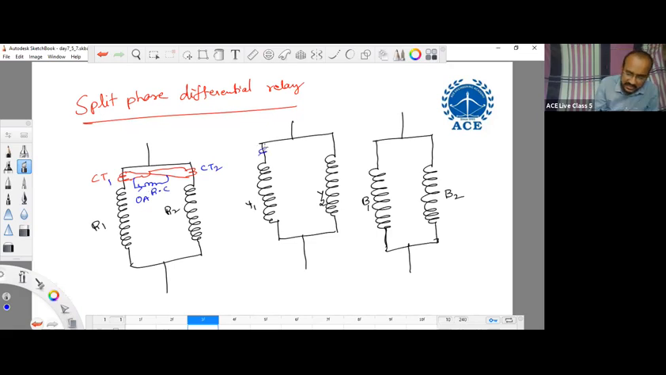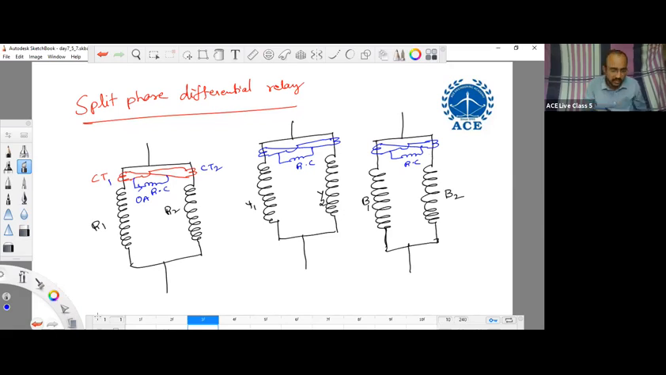In the same way, in case of Y1 and Y2 also, the two CTs will be connected in differential mode, and in this differential mode the relay coil will be connected. This is known as the split phase differential relay. It can be used for protection of the stator winding of the alternator from interturn faults.